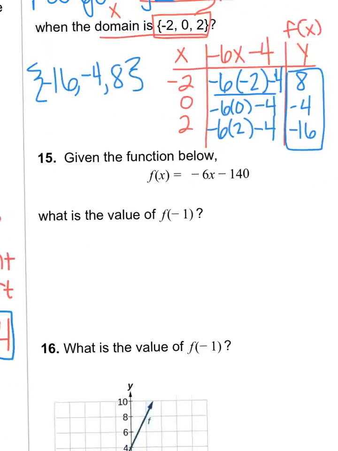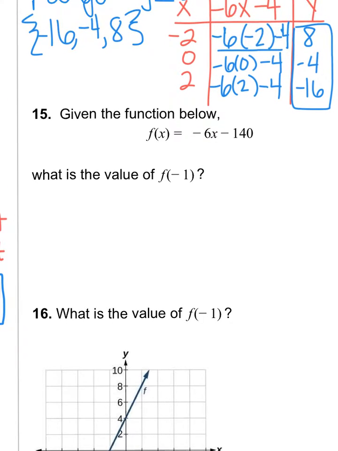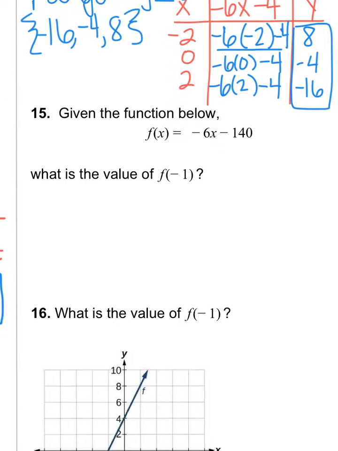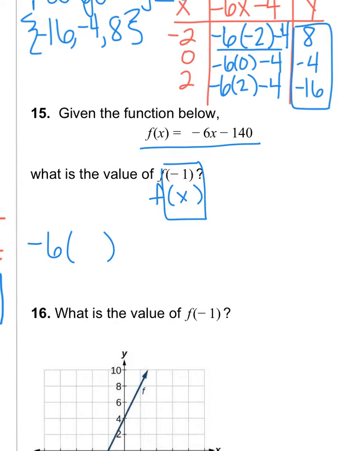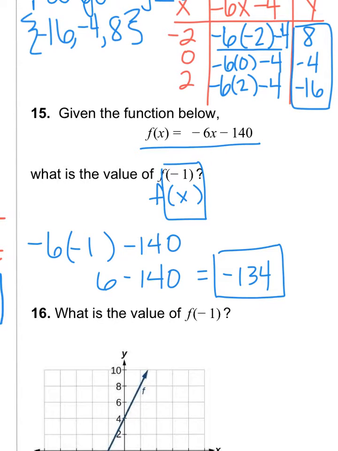Number 15. Given this function, what is the value of f of negative 1? Remember we said that that means the x is being replaced by that number. So we'll write our equation, negative 6, and instead of the x, we'll put the value they gave us. And then when you solve, you should get negative 134.